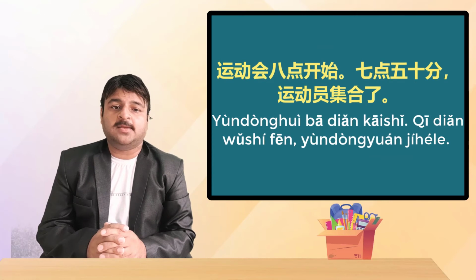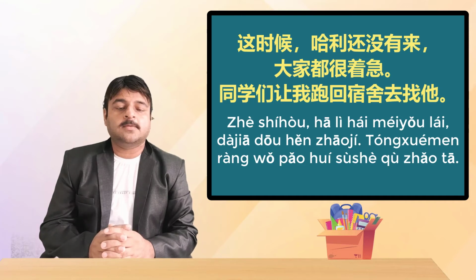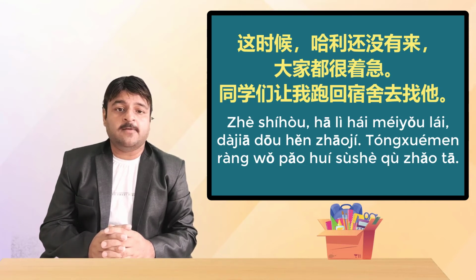运动会8点开始. Sports meet started at 8. 7点50分钟 at 7:50. 运动员, the sportsmen, 集合 assemble. The sports meet started at 8 and at 7:50 the sportspersons assembled. 这时候哈利还没有来. At this time Hali had still not arrived. 大家都着急. 大家 everybody, 都 without exception, 着急 worried. Everybody was very worried or everybody got worried.